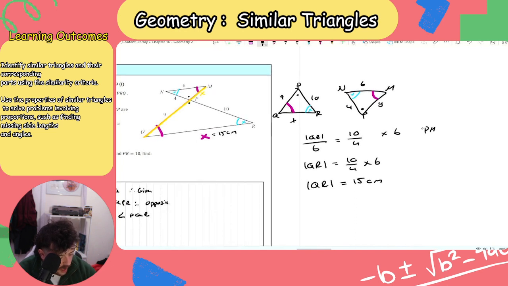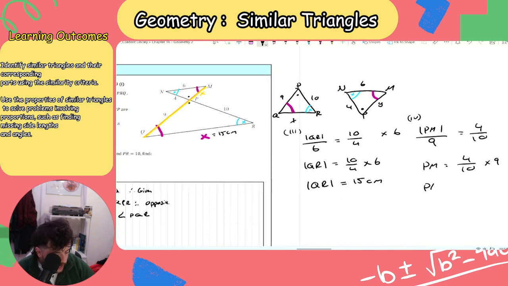So PM, what side does that correspond to? So what's the side between the purple angle and the dot? Well, that's 9. So PM over 9 should be equal to 4 over 10, right? So if I'm starting with this triangle, all my numerators come from this triangle. Multiply both sides by 9, so 4 over 10 multiplied by 9. So PM is equal to 3.6.